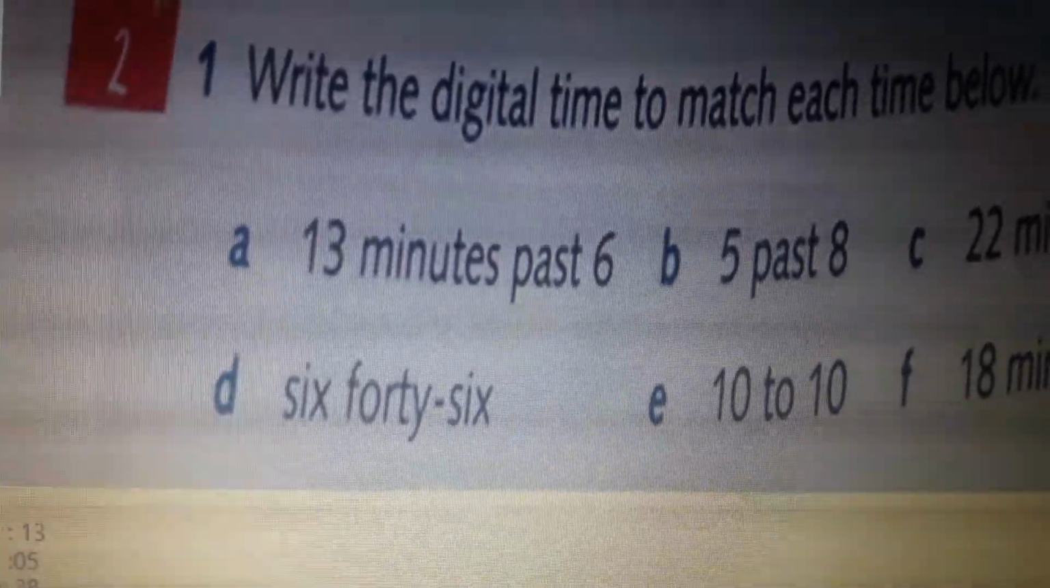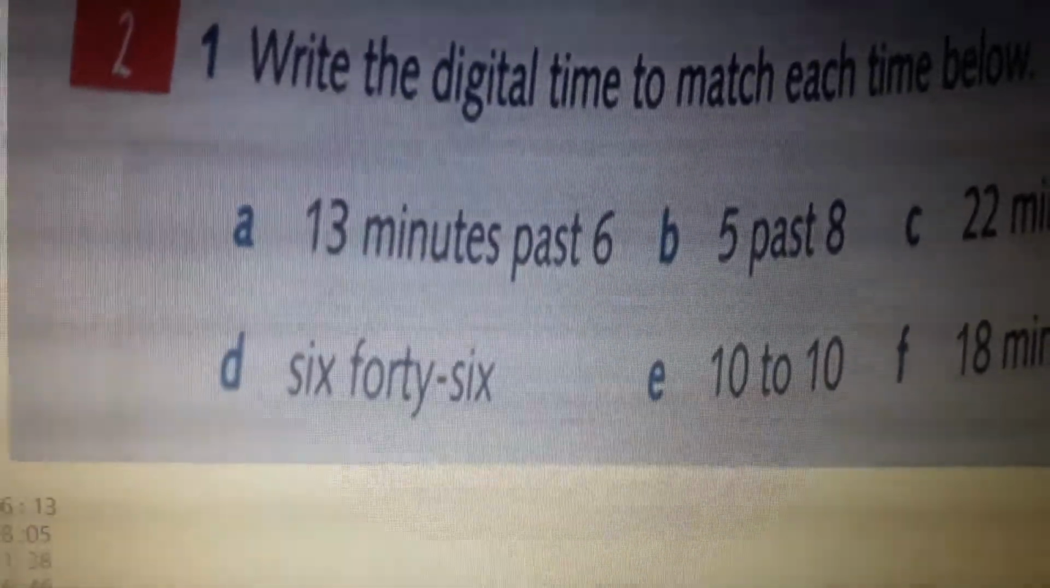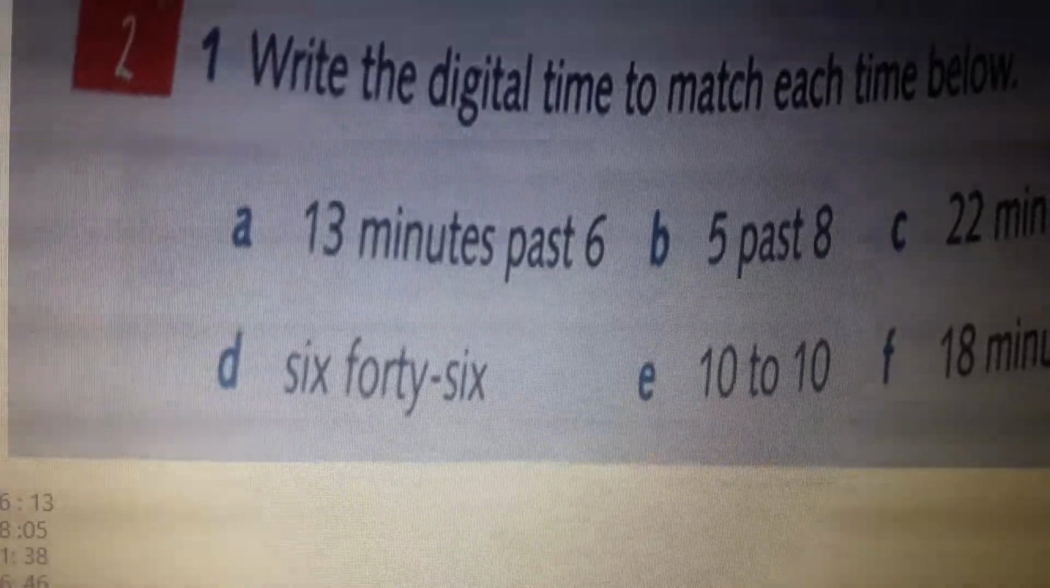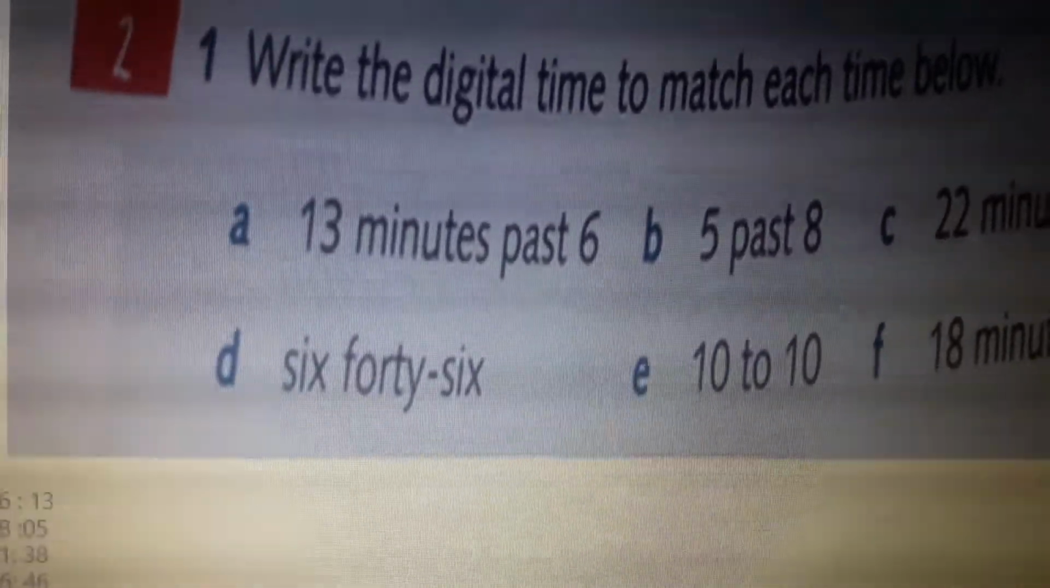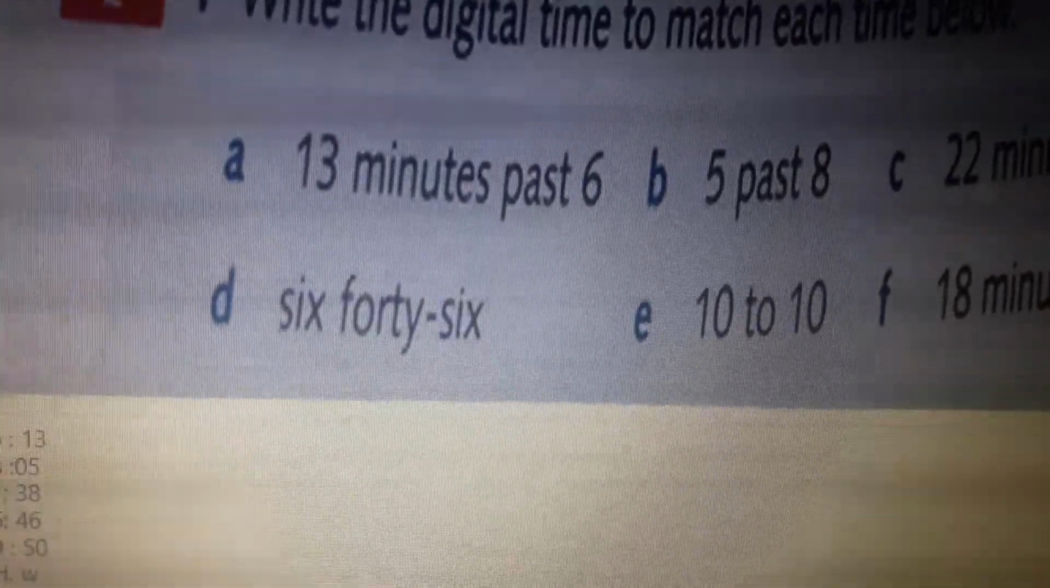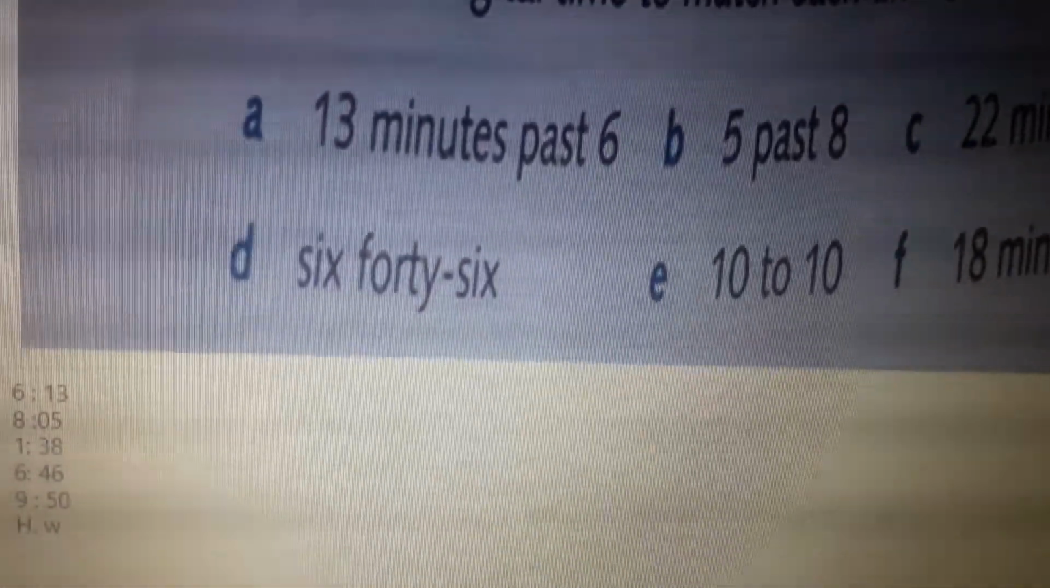Number D, 6:46. The first one is the hour. The second one, 46, is the minute. It's close to each other without past or to or anything else. The first one will be 6. The second one will be 46 minutes.